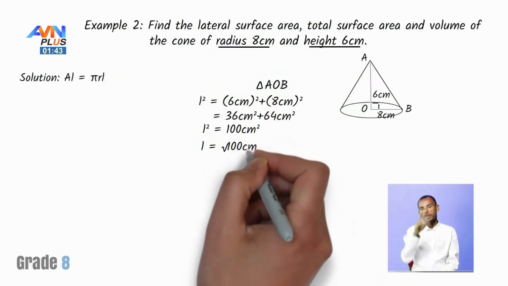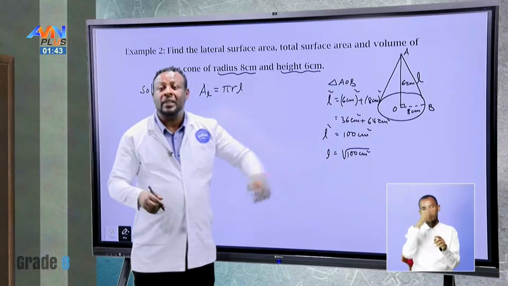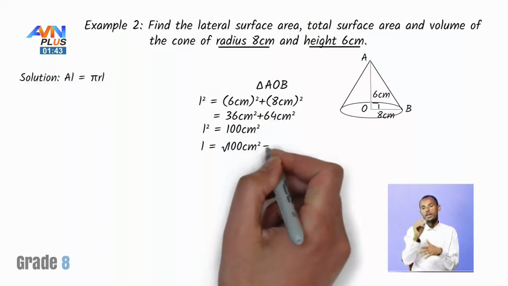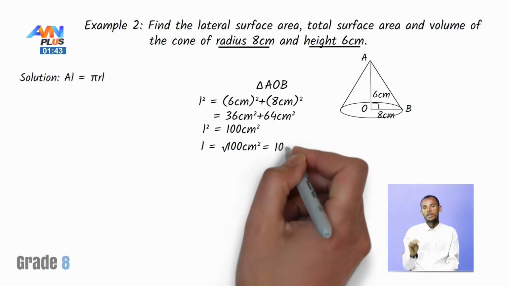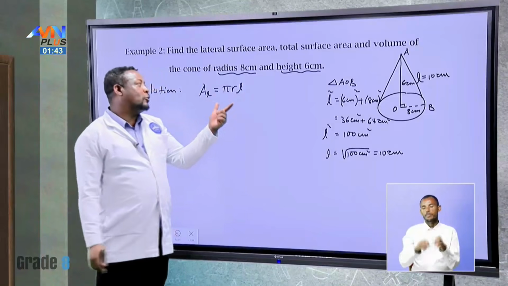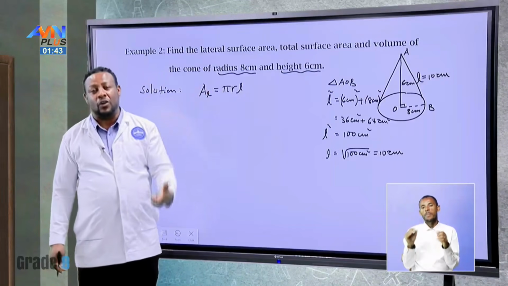So 100 is a perfect square. It can be taken out from the radical because 100 is 10 square. So it can be taken out as 10. Centimeter square can be taken out as centimeter. So the slant height is 10 centimeter. So now we can calculate the lateral surface area of the cone.